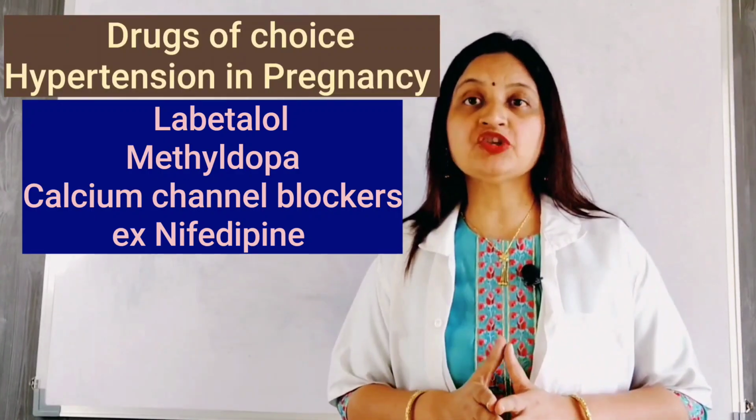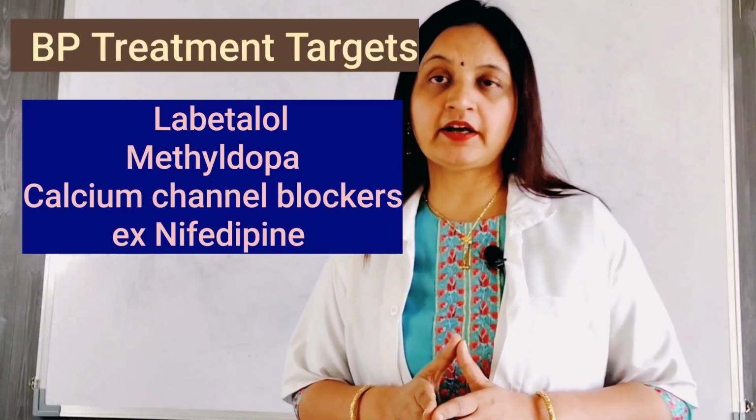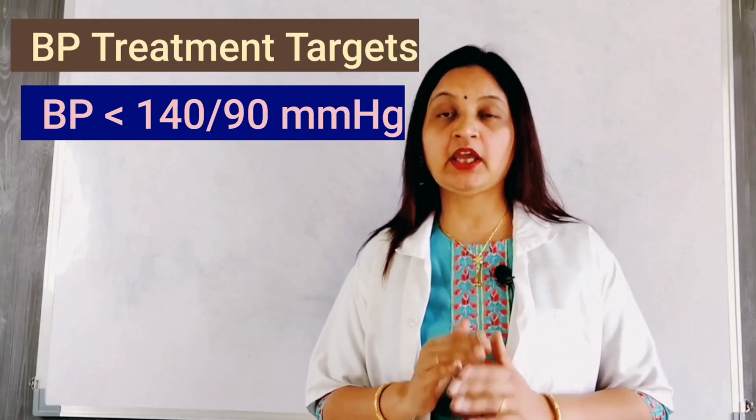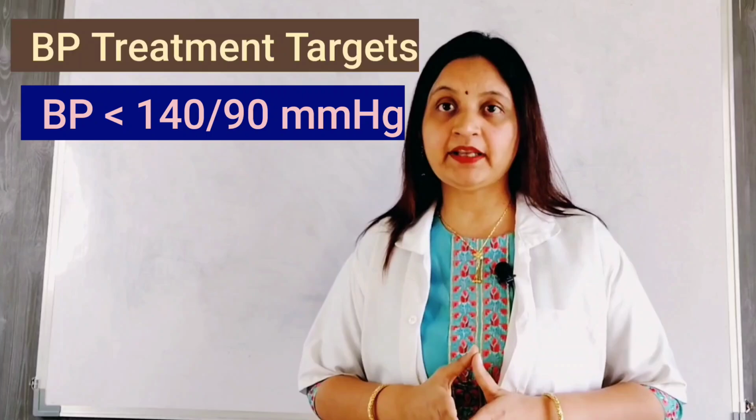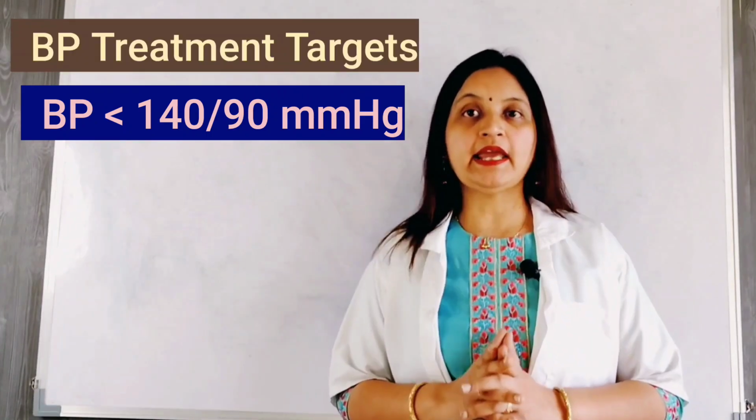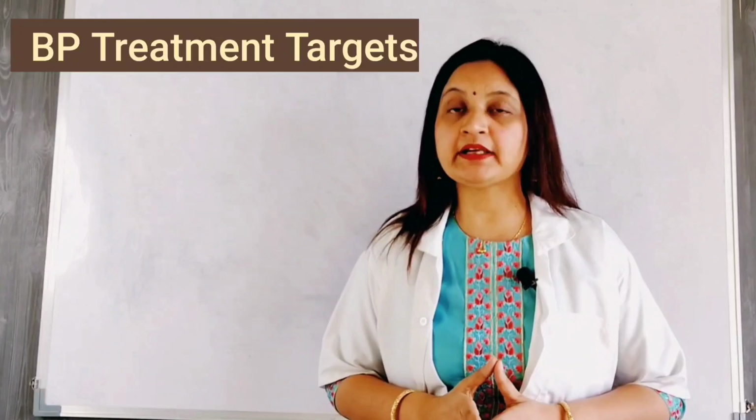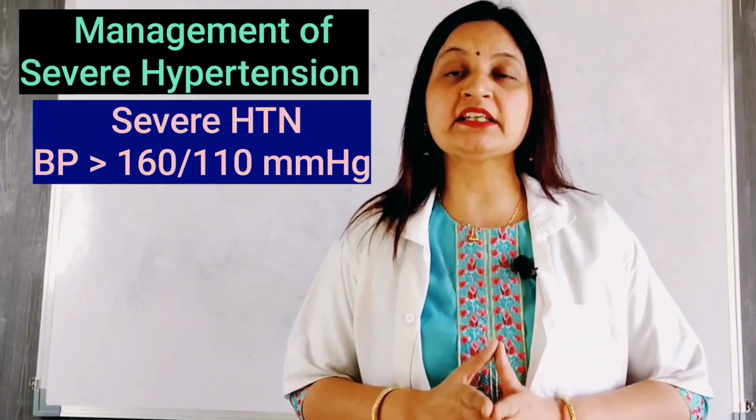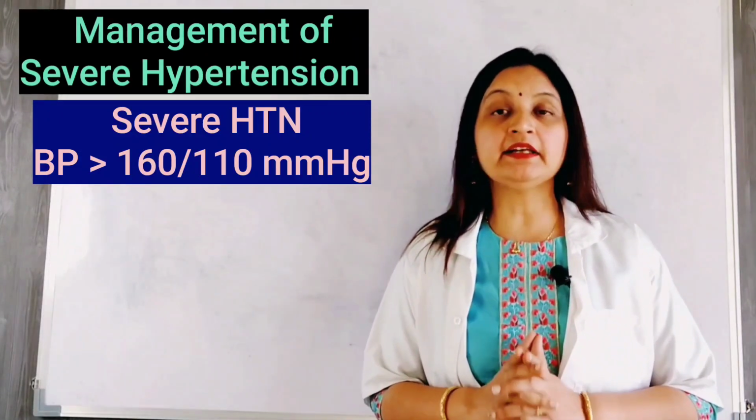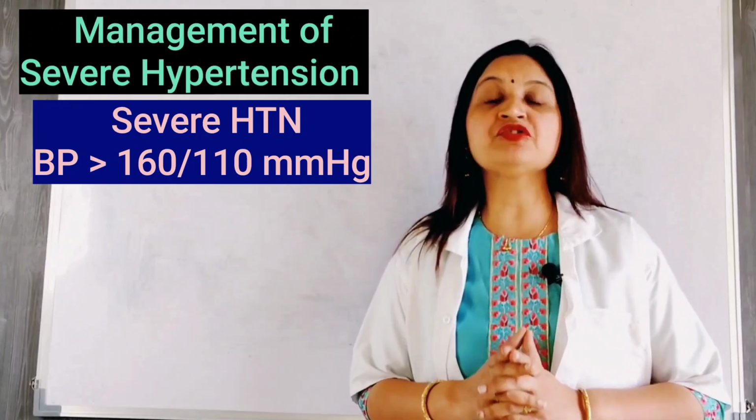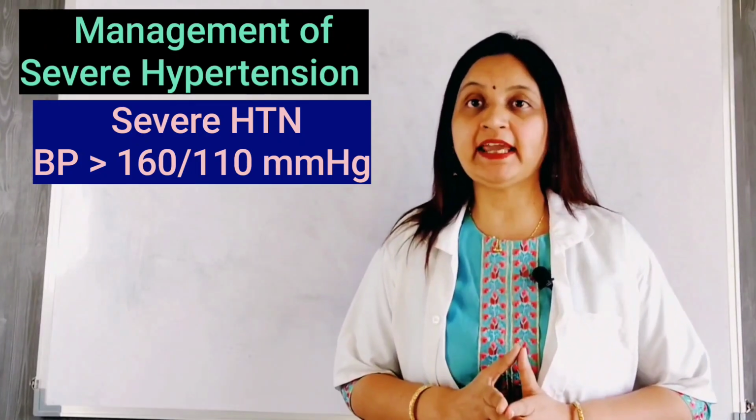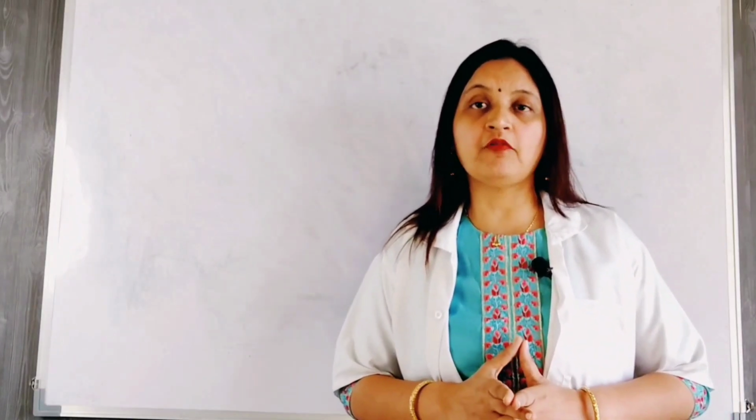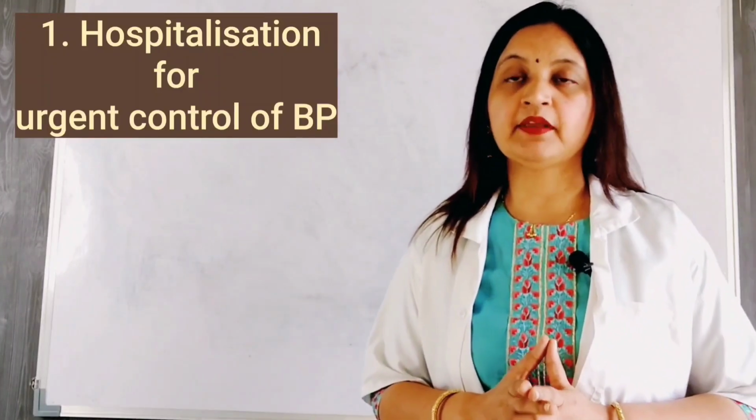So once the treatment is initiated, what should be the blood pressure treatment target? The blood pressure should be lowered to less than 140 by 90 mm of mercury in a pregnant woman receiving antihypertensive drug therapy. Next is management of severe hypertension in pregnancy. Hypertension is considered to be severe if the blood pressure is greater than 160 by 110 mm of mercury, and it is considered an emergency if the systolic blood pressure is greater than 170 mm of mercury. The patient is admitted to the hospital for urgent control of blood pressure and blood pressure monitoring.